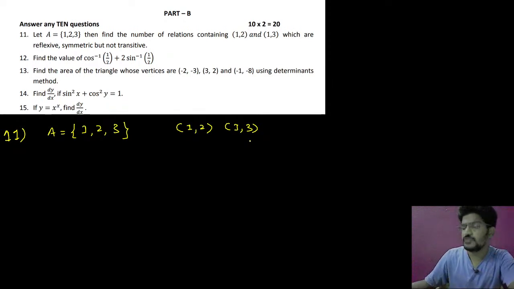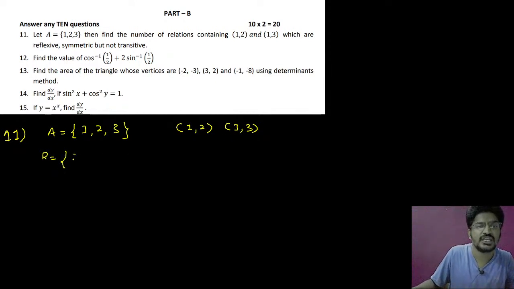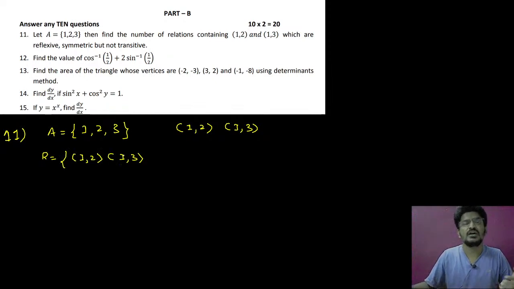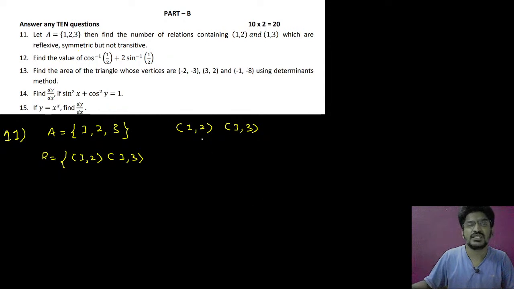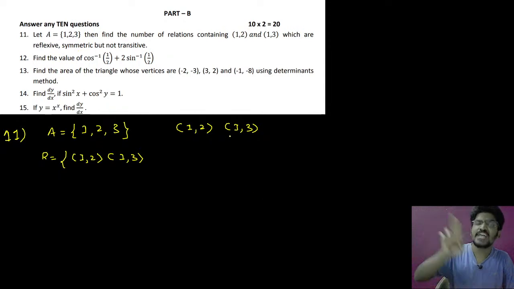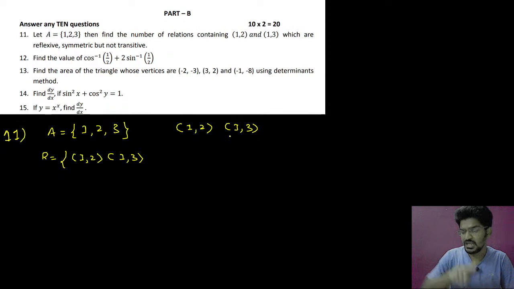So in this type of problem, my dear students, first you write the relation containing these two ordered pairs, that is (1, 2) and (1, 3). Next you write the other ordered pairs which are going to make it reflexive and symmetric. First you write these two ordered pairs, and now satisfy the condition. What is that condition? It should be reflexive and symmetric.